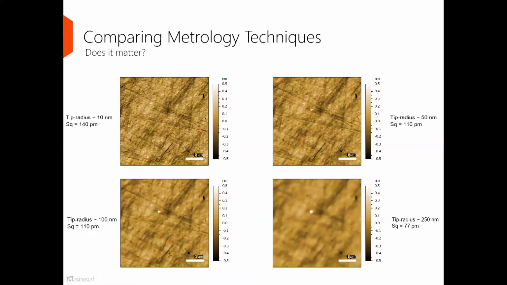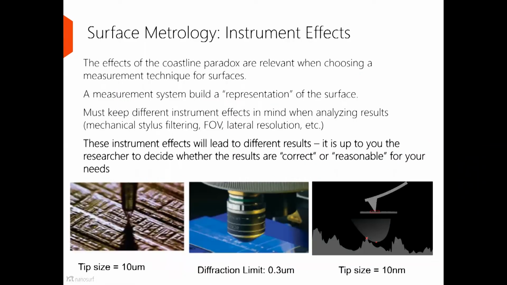And this brings me back to my next point, which is that the instruments effectively will choose these discriminating factors for us, often just by the inherent nature of the measurements and their limits. So the effects of this coastline paradox are very relevant when we're thinking about the different measuring techniques for surfaces. For example, each of these instrumental effects will lead to different results. And it's up to us as the researchers to decide which of these results are quote unquote correct or reasonable for our own needs.